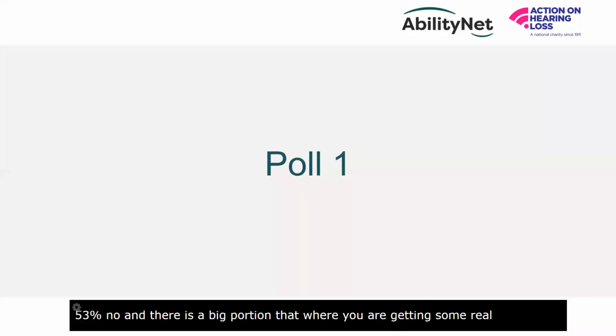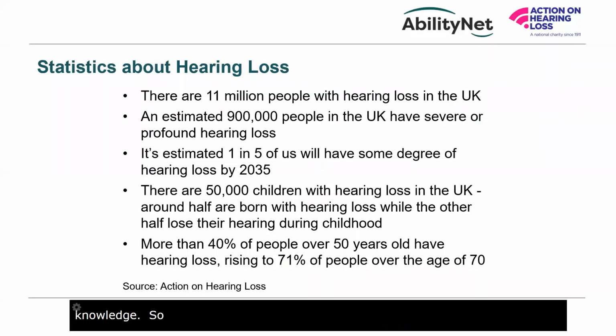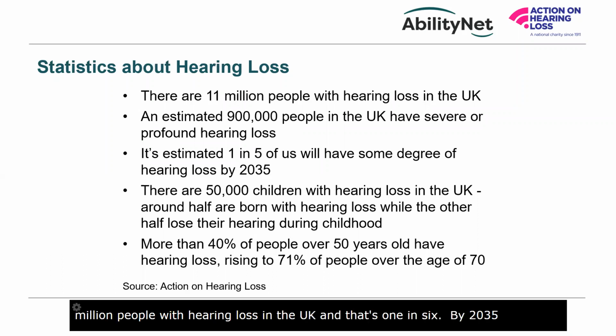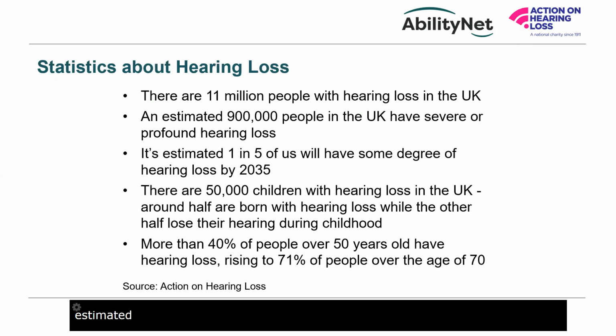I'm going to ask Alex to move on to the next slide, and this is where I'm going to hand over to Kevin Taylor, who's just going to start us off with some statistics about hearing loss. Okay, hello. Well, here are some statistics related to hearing loss in the UK. There are 11 million people with hearing loss in the UK. That's around 1 in 6 of the population. By 2035, it's estimated 1 in 5 of us will have some hearing loss.